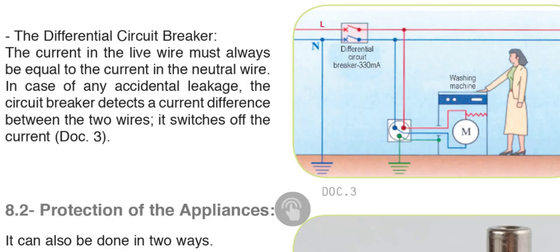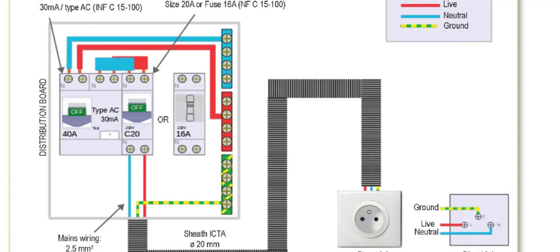Let's now explain how a differential circuit breaker works. Note that the intensity of the current in the live wire must be equal to that of the neutral wire. And if there is any leakage for any reason, the differential circuit breaker will measure this leakage and it will trip off or cut off the circuit. So in a differential circuit breaker, the current entering and the current leaving will be measured by the circuit breaker, and for any leakage, the circuit breaker will trip off the current.